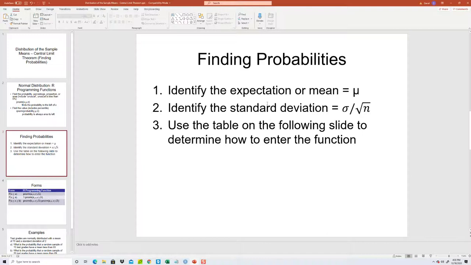when you're talking about distribution of sample means, we want to identify the expectation or the mean, and that'll just be our mu. Identify the standard deviation, and that's going to be our standard deviation divided by the square root of n. The book focuses on variance a lot, but since our function is focused on standard deviation, that's why I put it in this form. And use the table on the following slide to determine how to enter the function.